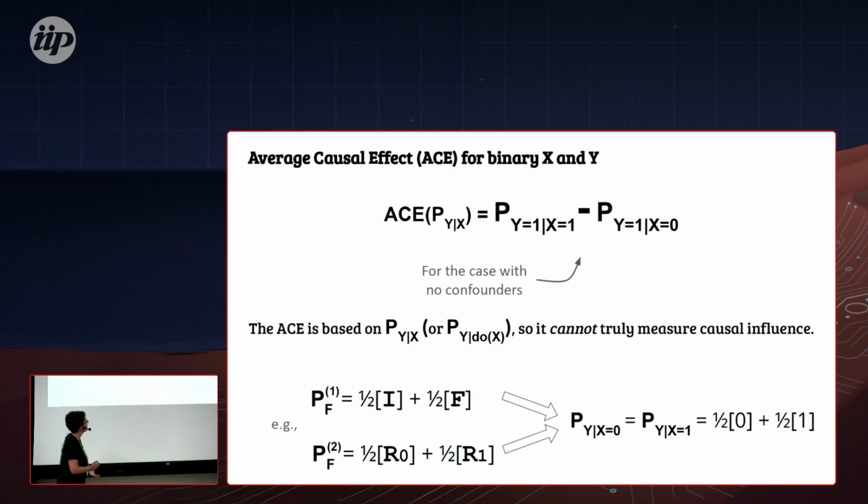But I want to argue that this cannot be a measure of causal influence per se, because it is based on the conditional distribution, P of y given x.